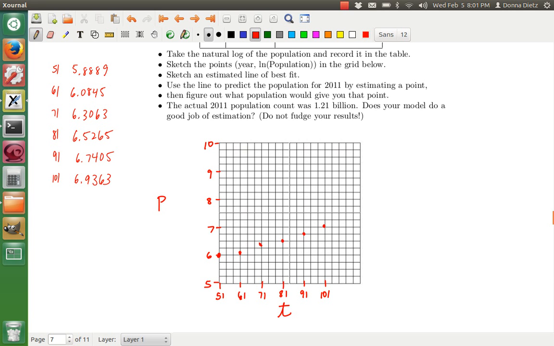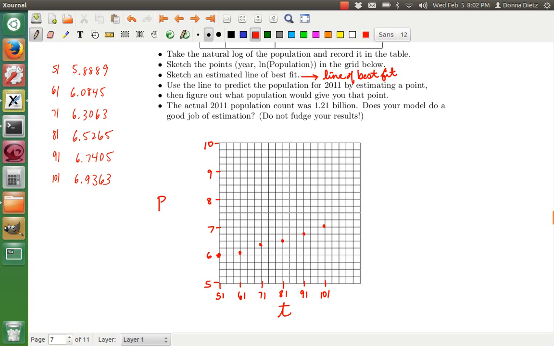And then it says, sketch an estimated line of best fit. So let me make a comment. If you've taken statistics, a line of best fit is defined in a very formal way. You're given a definition and you have to find all sorts of stuff, calculate it. But we're not doing linear regression here.